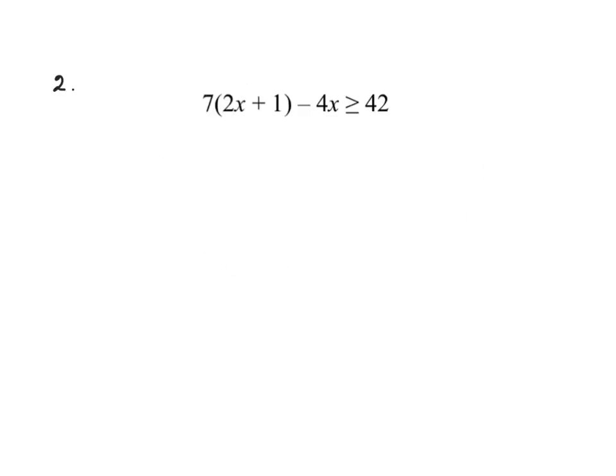Question 2 is an equation. First thing to do is to multiply out the brackets. So 7 times 2x gives us 14x, and 7 times 1 is 7. Now we need to gather together like terms, and here are two of them, the x terms. 14x take away 4x is 10x.